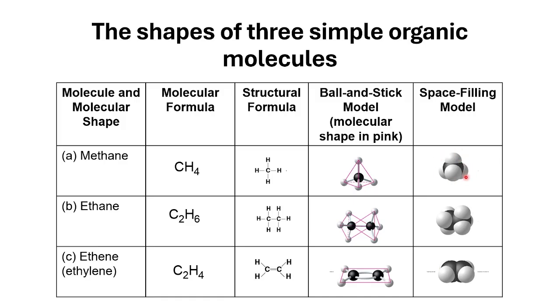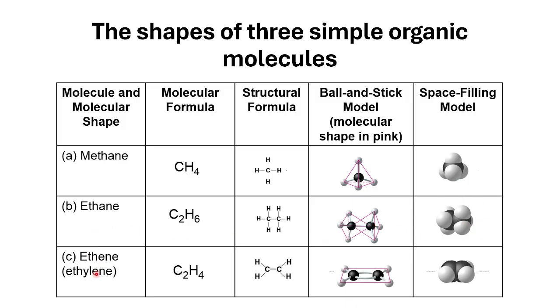And this is the space filling model. That is also tetrahedral in shape. And here is ethane. So this is just another carbon attached to the methane. And you can see that it's basically CH3 on either side, but it's C2H6 because we've got one carbon attached to another carbon. And this is the basic ball and stick model of what that looks like. And here's the space filling model.